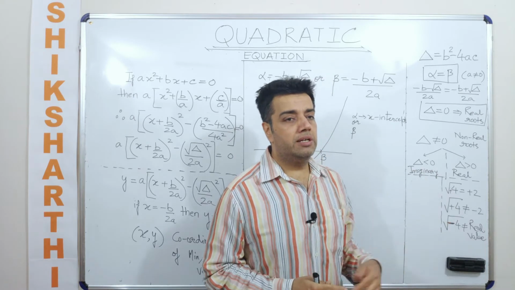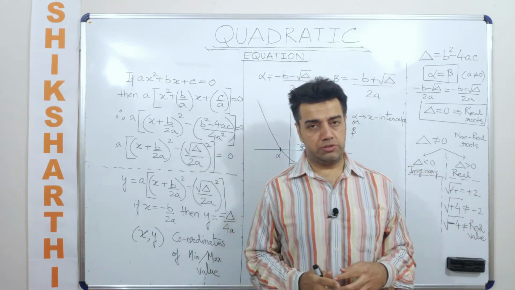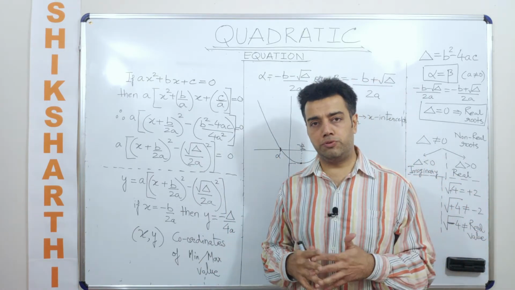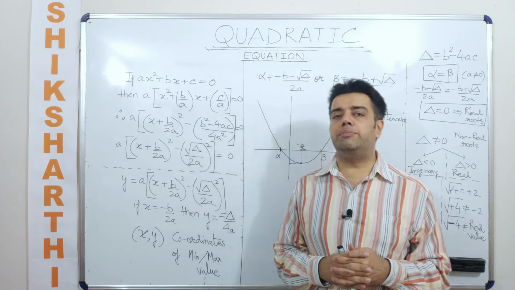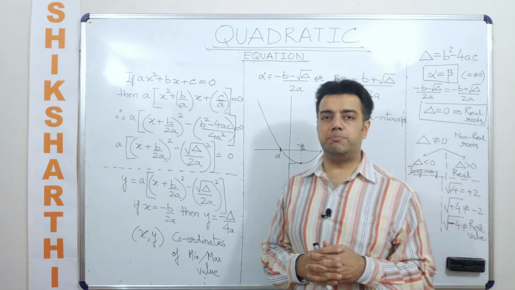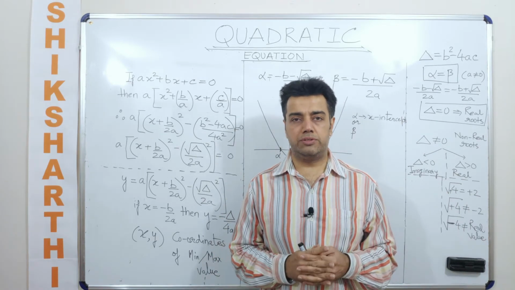Taking it forward, but before that, what are the total number of things that we will be discussing today? So we will be talking about the conditions of roots, real roots, and the role of delta in that. Then we will be talking about the graphical aspect and the coordinate geometry aspect in quadratic equations.